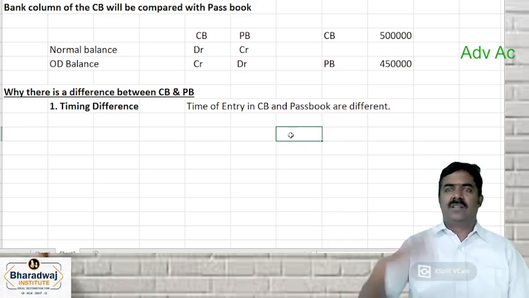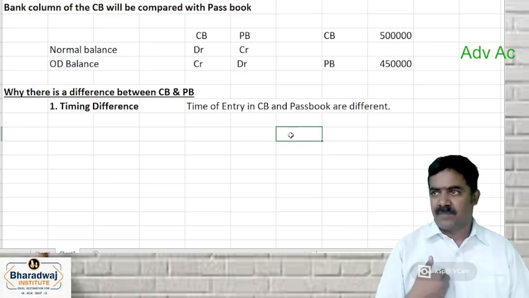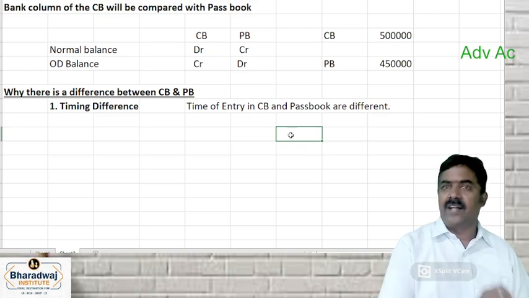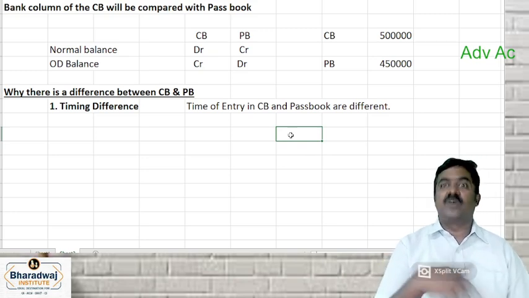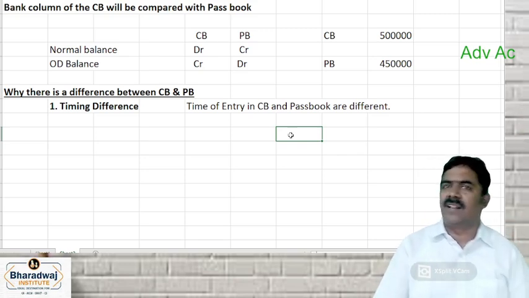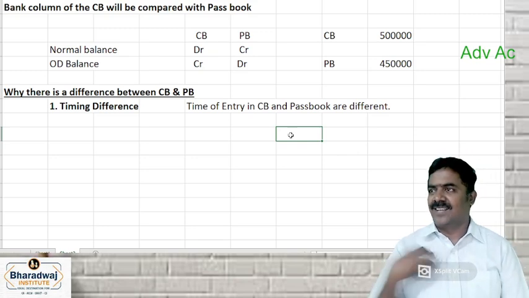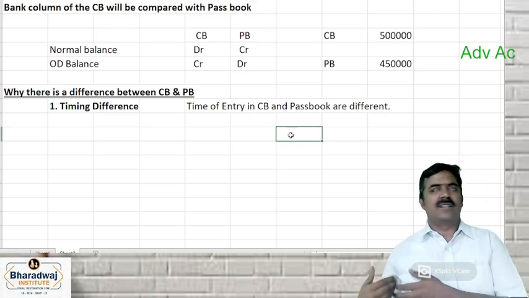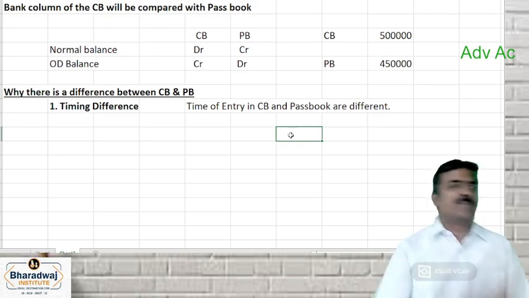For example, one customer has given a cheque on 28th March. I entered it in the cash book, but I forgot to deposit it in the bank. Our bank collected the money on 10th April, 12th April like that. What will happen? We have made the entry in the cash book, and the passbook entry will come later. So sometimes some transactions are entered in the cash book first, and later in the passbook.